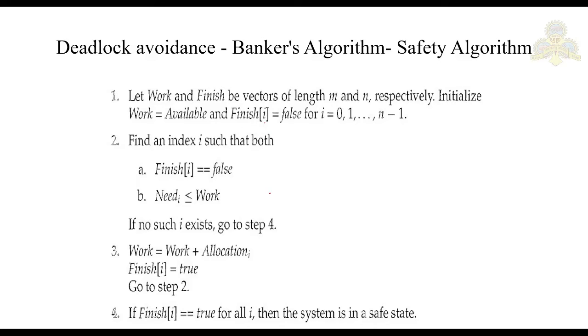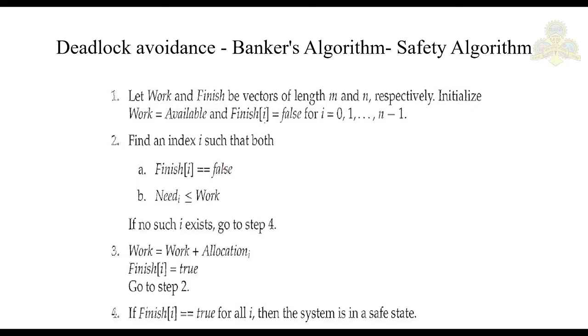Then finish of i is equal to false. We have assumed that none of the processes have been executed, right? So we consider the first process as not executed, it is false. Then we will check whether need of i is less than or equal to work. Need means how many more resources your process needs. Work is nothing but your total available resources in the system, right? So you have to check whether how much more your process needs is less than or equal to the available resources in the system.